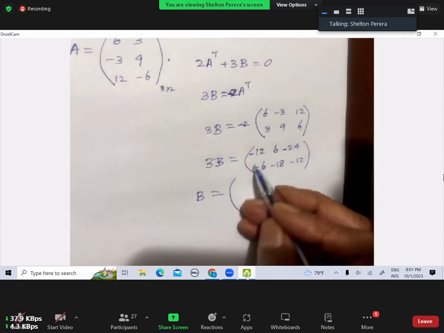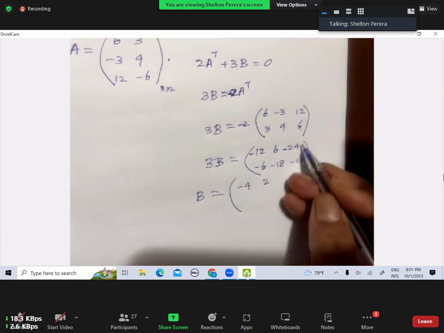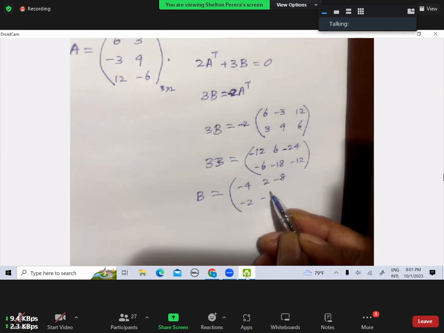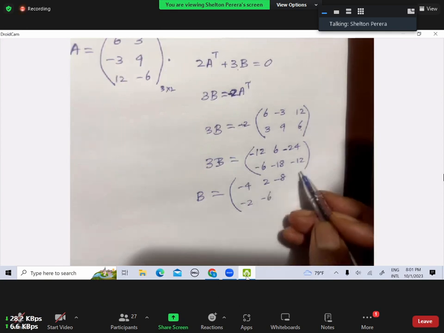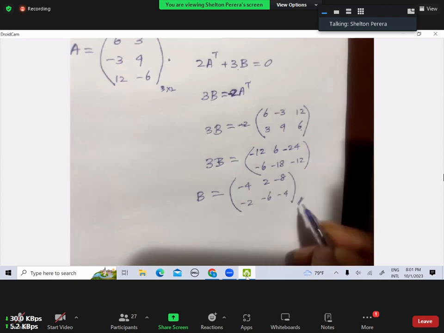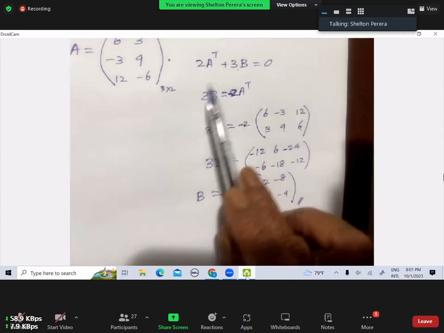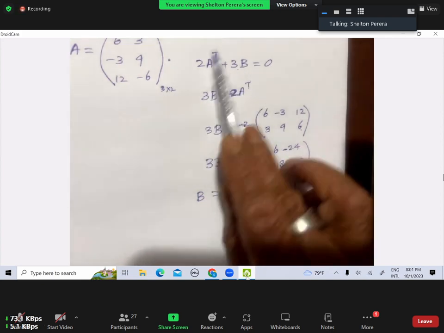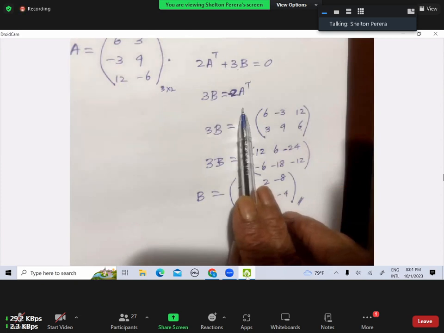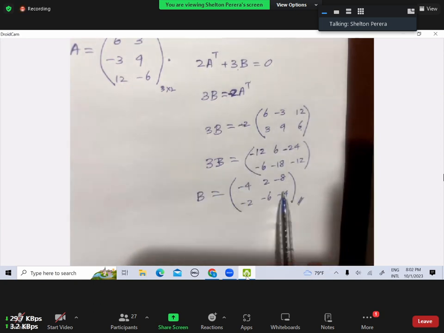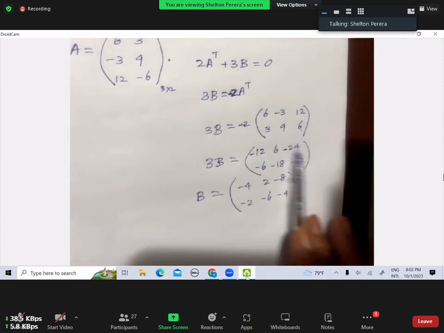Meaning divide by 3. Minus 4, negative 8, negative 2, negative 6, negative 4. That is my B. So that part is done. Find the matrix B such that 2A transpose plus 3B equals 0. So B is to be found. So keep B on this side and throw this to the other side. And then from A, write A transpose and then multiply by minus 2 and divide by 3. Multiply every entry by minus 2. So that is part B.